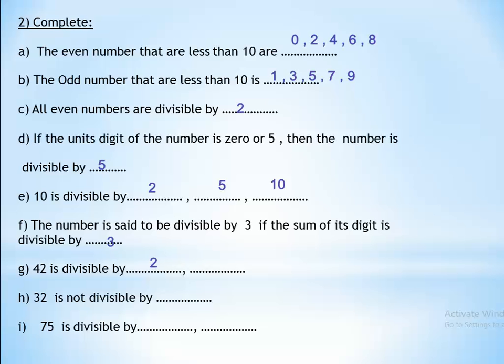42 is divisible by 2 because we have an even unit. So let's add 4 plus 2. 4 plus 2 equals 6. So 6 is 3 or 6 or 9, so it is divisible by 3 also. 32 is not divisible by 5. Okay, 75 is divisible by 3 and 5.